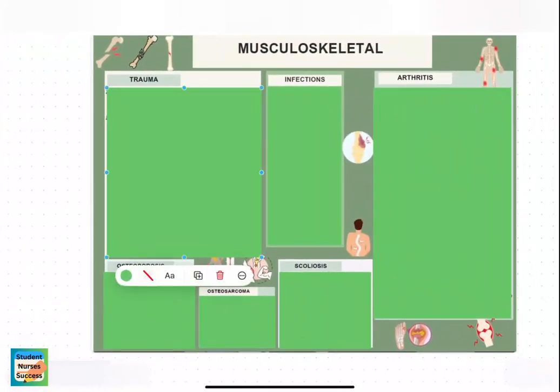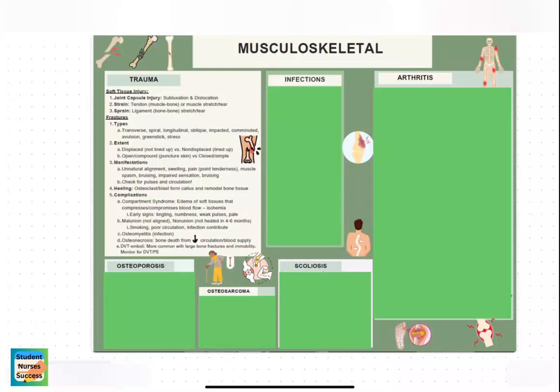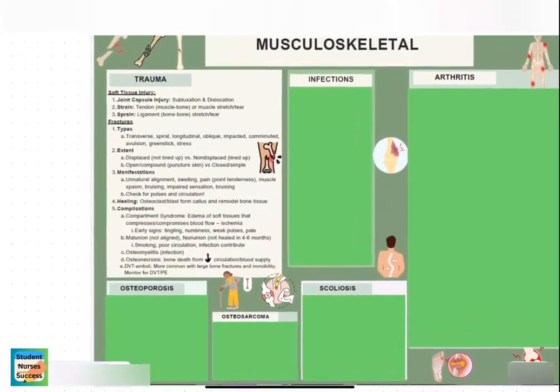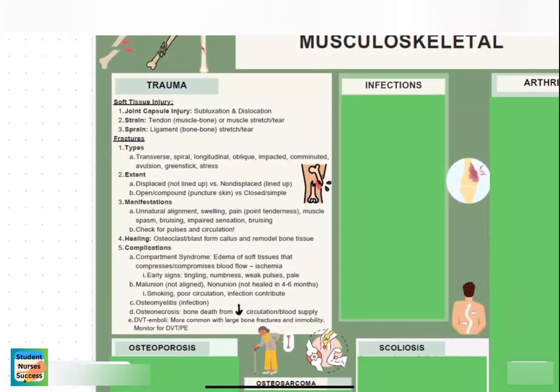Let's go ahead and get started. I'd like to first start with trauma. We're talking about trauma. Soft tissue injuries are fairly common. Soft tissue injuries can occur in the joint capsule, and that can include either subluxation or dislocation. Subluxation would be like a partial, where the joint kind of slips a little bit but doesn't completely dislocate. Sometimes they'll pop back in, or it can be a complete dislocation where you'd have decreased range of motion and pain related to it.